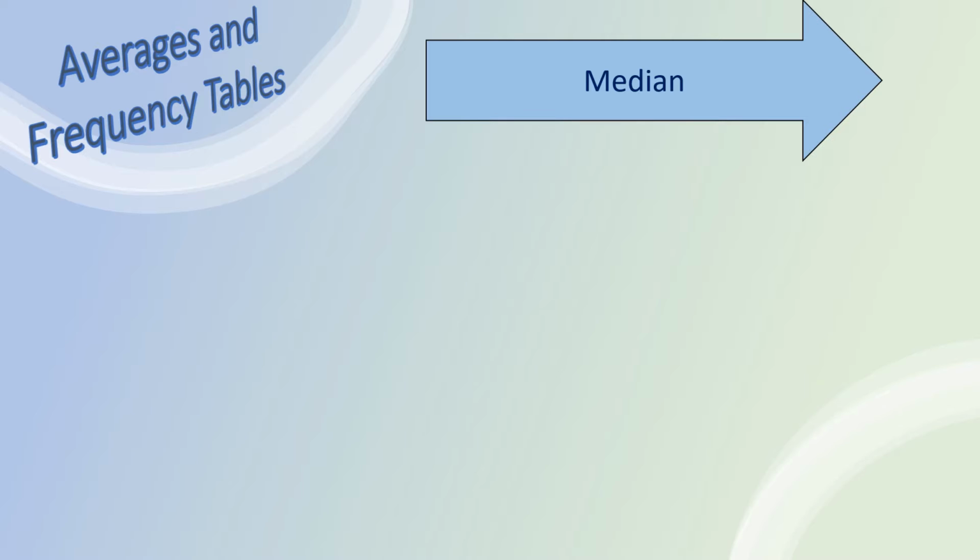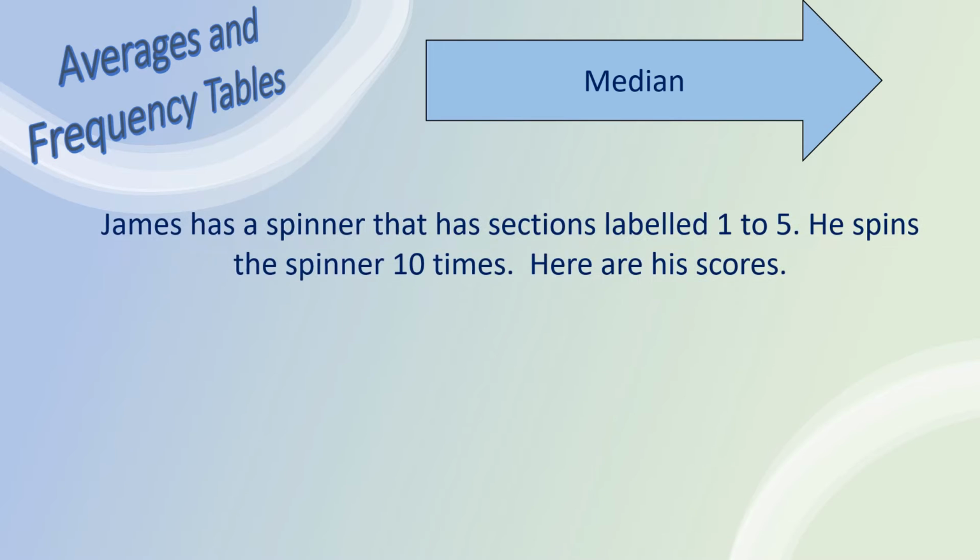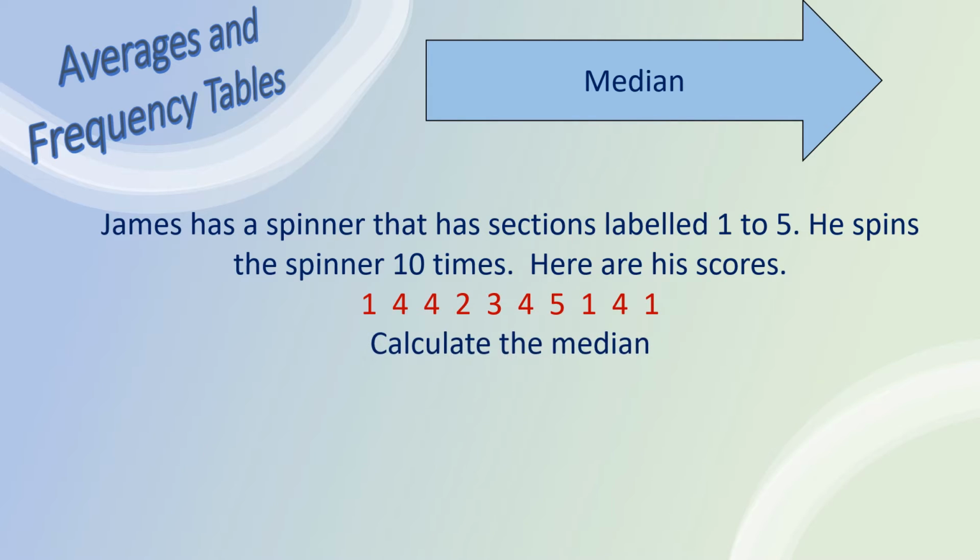Now let's deal with the median. James has a spinner, exact same question, but this time you're being asked to calculate the median. So what is the median? Well, to calculate the median, you have to rearrange all these numbers from left to right and from small to large, and it's the number bang in the middle.